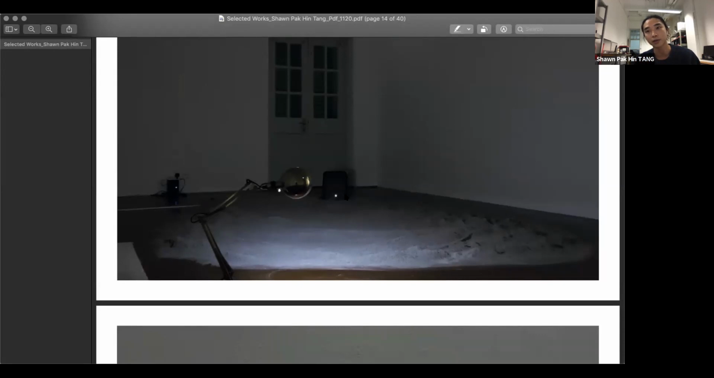This work is a combination of two locations. It's also about the distance between two locations, and I'm trying to create a dialogue in between.